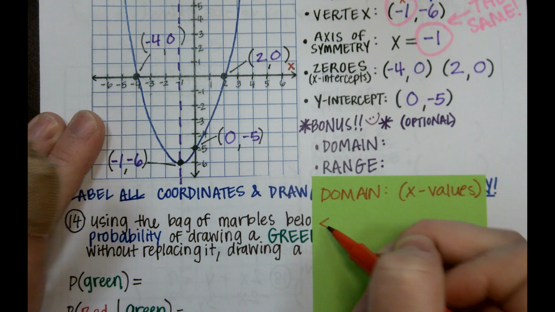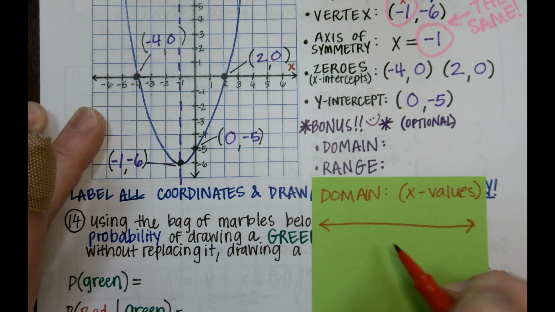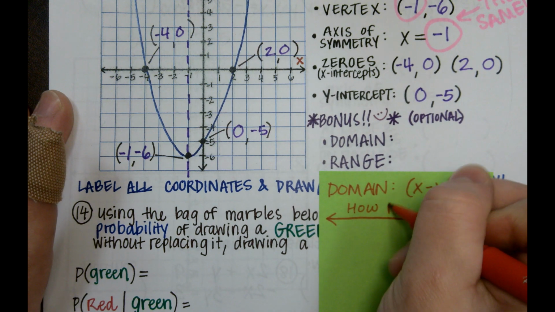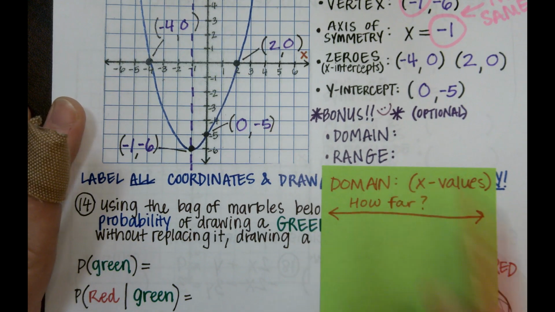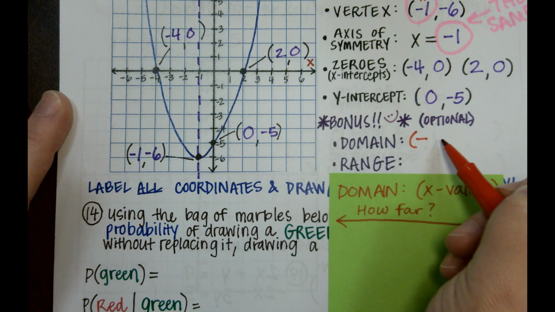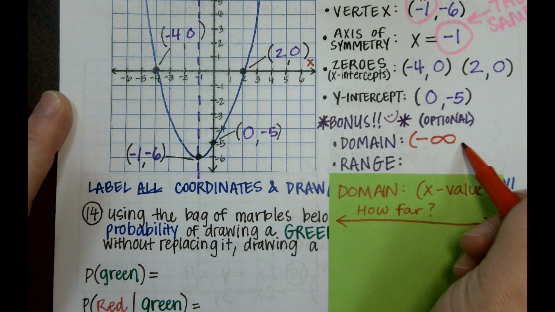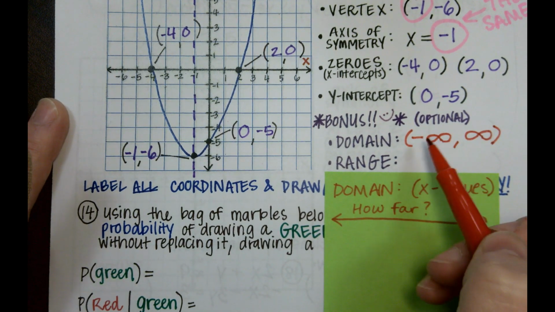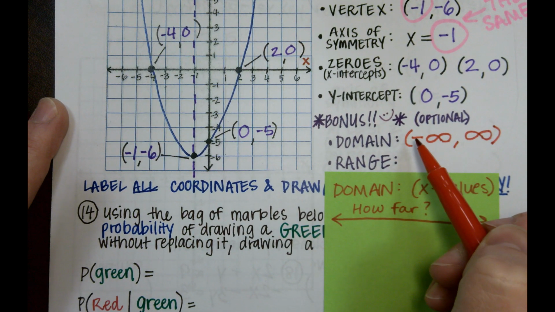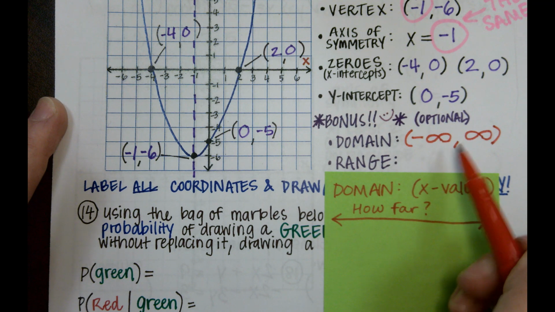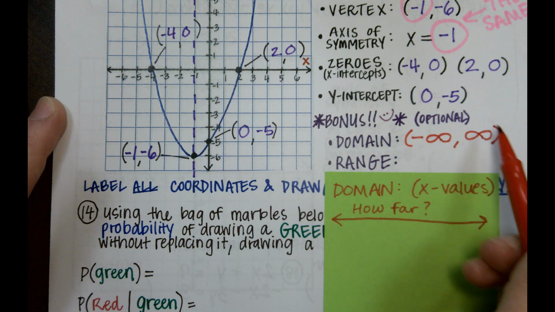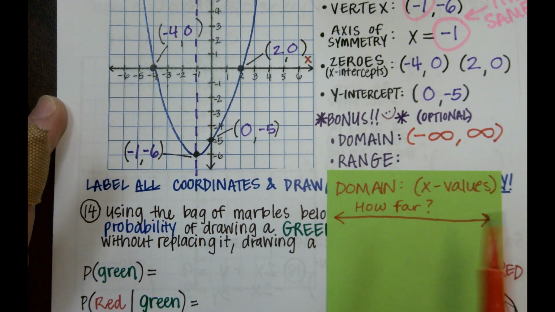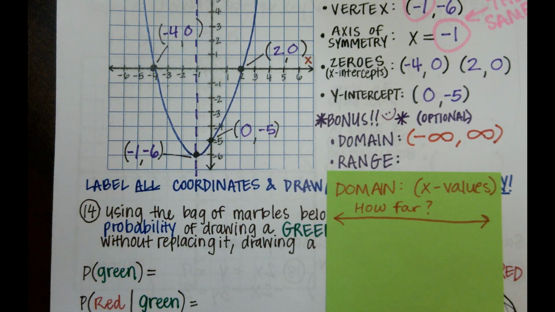That means how far will the graph stretch from left to right? -infinity to +infinity. And free bonus point, your domain is always -infinity, parenthesis, comma, +infinity, parenthesis. Now to get the points, you need to have parenthesis, negative sign, infinity, comma, infinity, parenthesis. It's very specific. Would that be the same for range, just switch? Very similar for range, very similar.